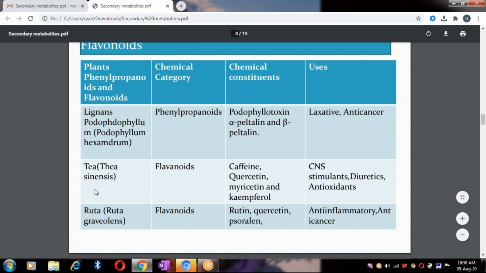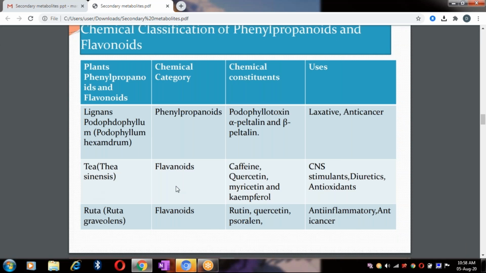Next is tea. Tea is obtained from Thea sinensis. Basically they contain flavonoids, and the main constituents are caffeine, quercetin, myricetin, and kaempferol. They act as CNS stimulant, diuretic, and antioxidants. And next is ruta, that is Ruta graveolens. It mainly contains flavonoids called rutin, quercetin, and psoralen. It is used as an anti-cancer and anti-inflammatory agent.